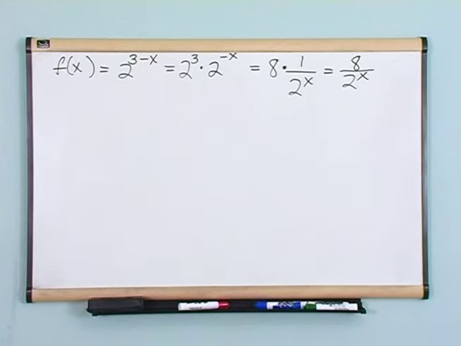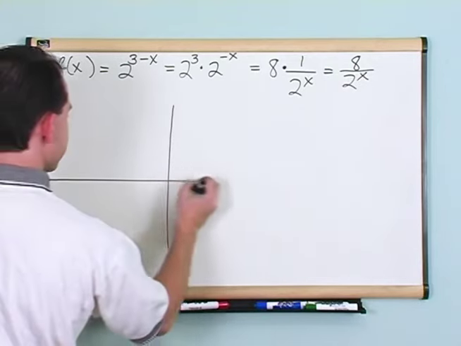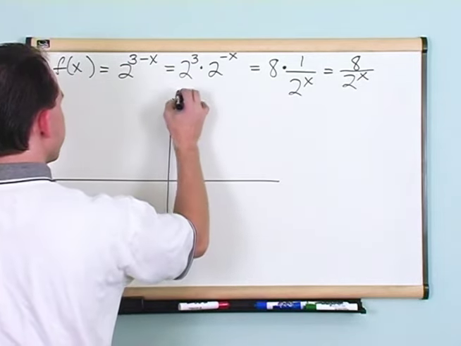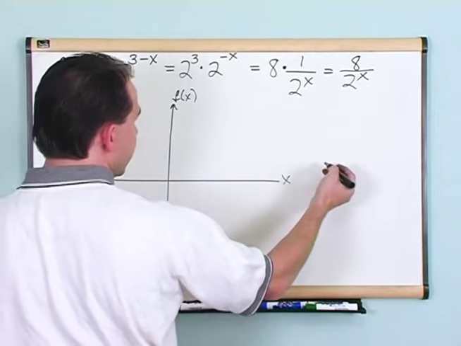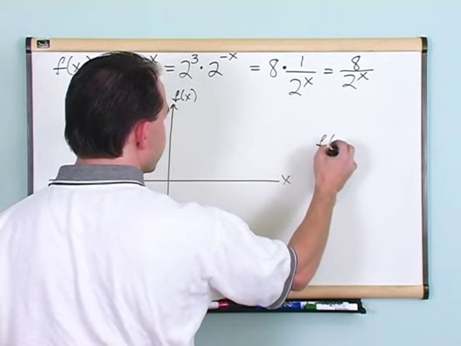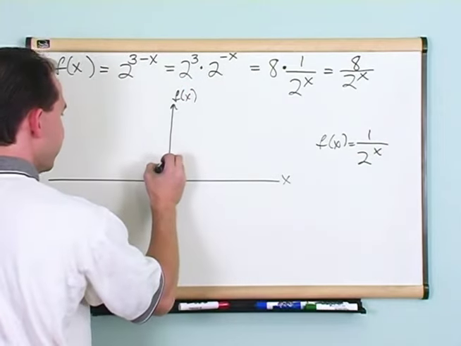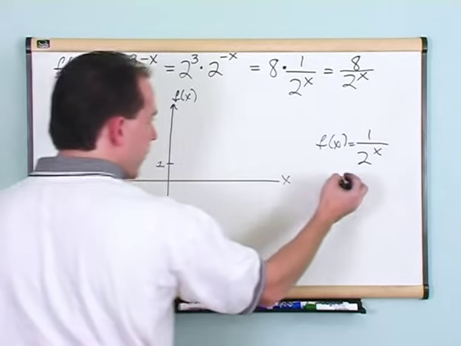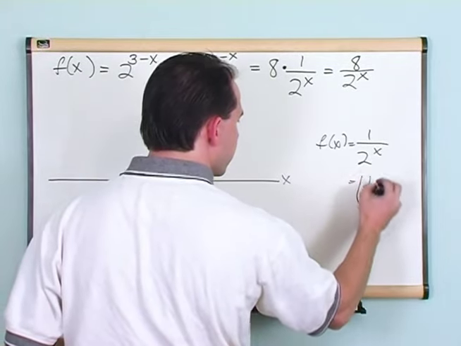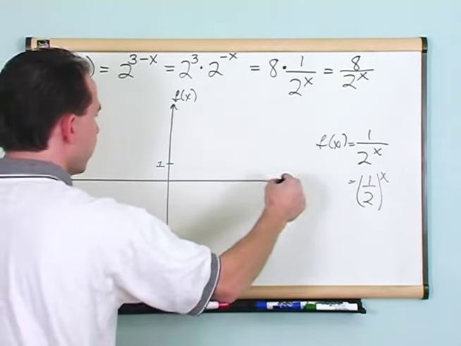Okay? So how would you graph that? This is f of x, this is x. Well, let me just ask you, what would the problem look like if it were just simply f of x equals 1 over 2 to the x? What would the graph look like then? Well, you can write this as 1/2 to the x, and this number is between 0 and 1, so you know this graph would go like this, right?